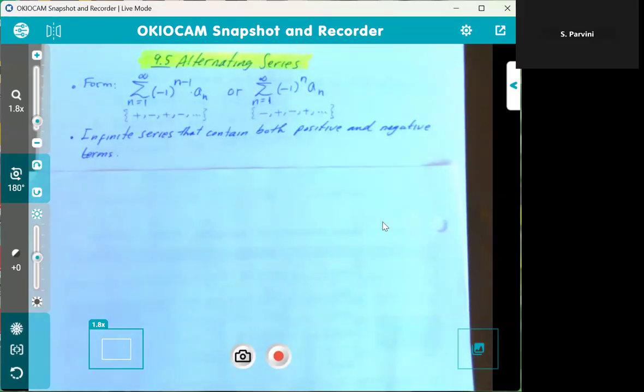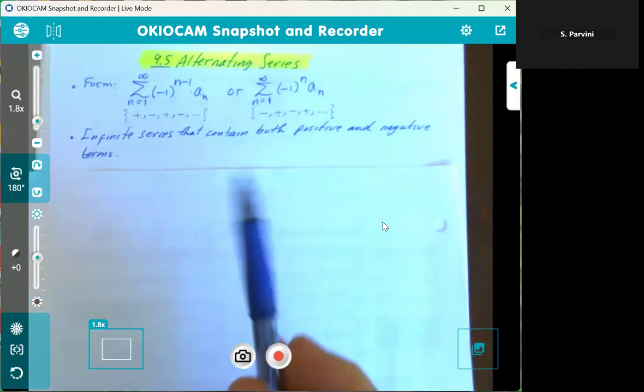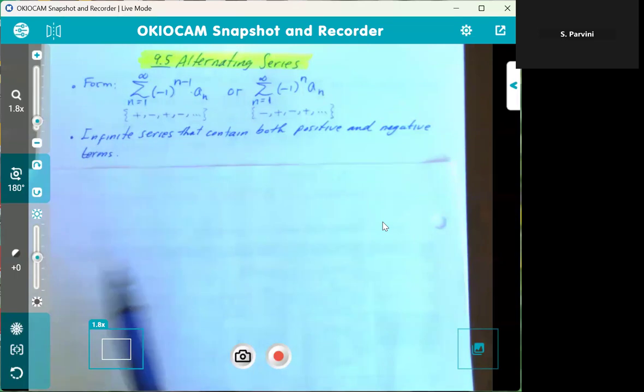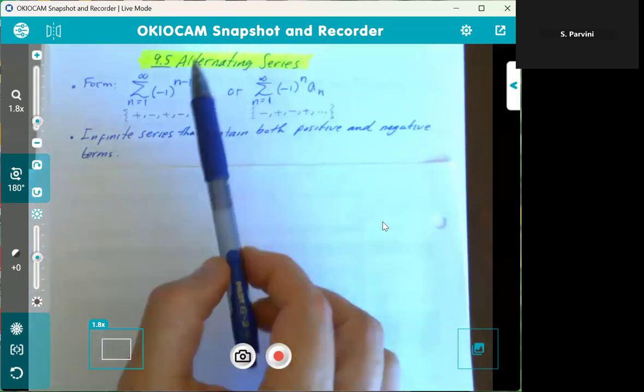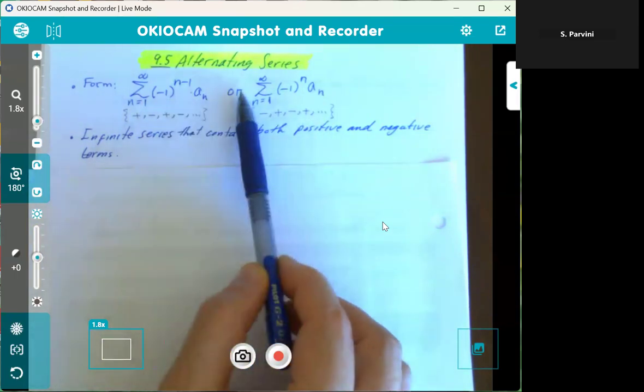Hello, everyone. In this section, we're going to talk about alternating series. This would be section 9.5 in the book that we're using. So let's begin by looking at the general form. What does the general form of alternating series look like?